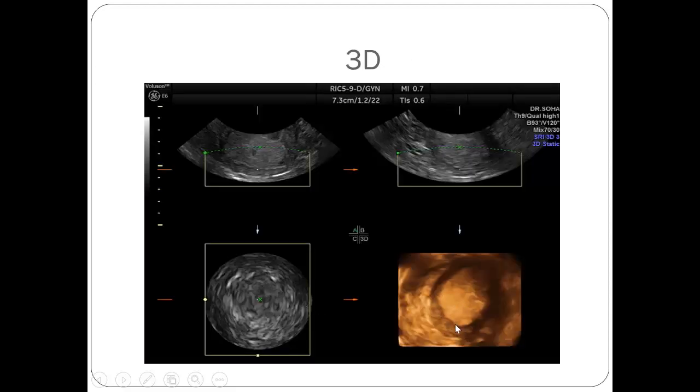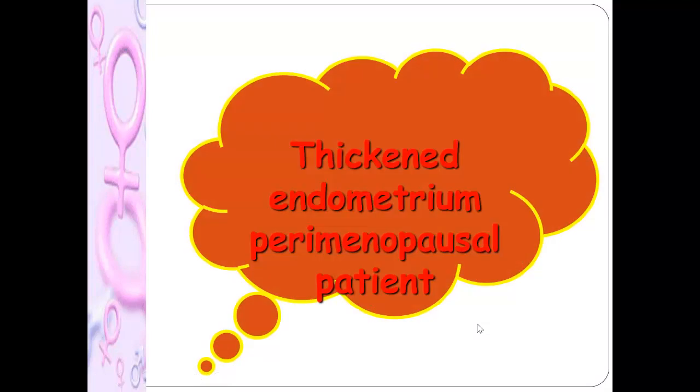This is 3D showing the hypoechoic subendometrial halo here. So in the 3D and 4D, we can detect better the delineation of invasion if we suspect endometrial carcinoma. So thickened endometrium in premenopausal patients, don't rush to say it is carcinoma. In most of the cases, they are hyperplasia. But we must put Doppler to see the vascularity, because if it is vascular, we fear there are atypical cells there, so we must do D&C.